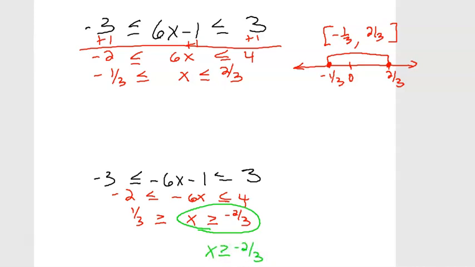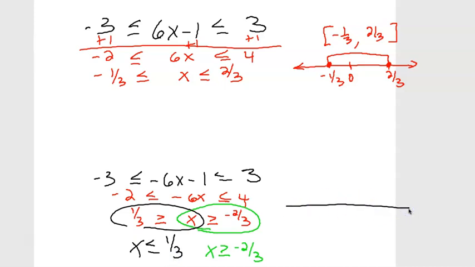And this part right here says x is less than or equal to 1/3. So on a number line, you have 1/3, you have negative 2/3, and notice it says x is greater than or equal to negative 2/3, and less than or equal to 1/3.